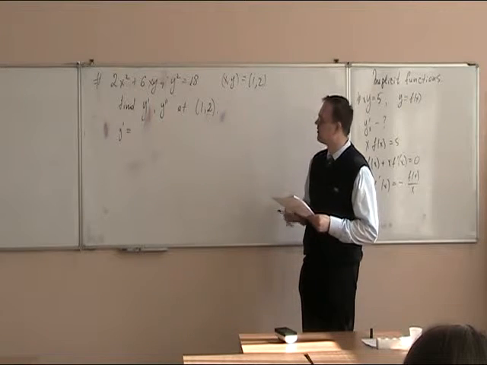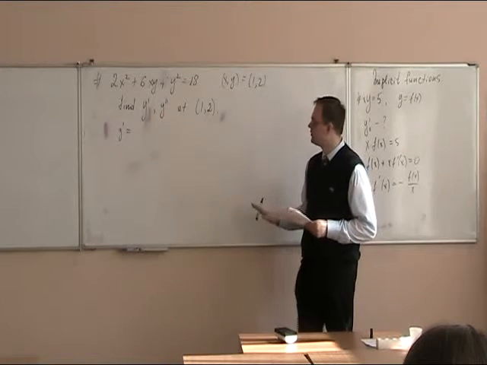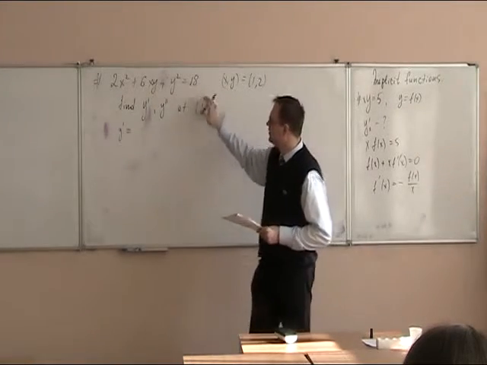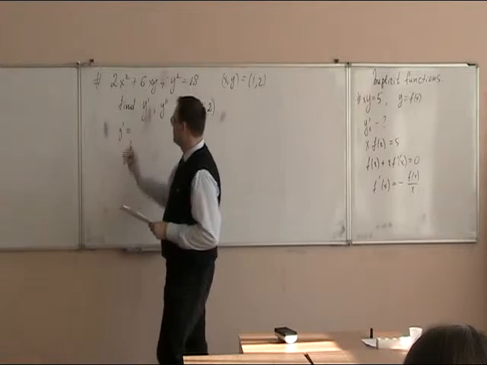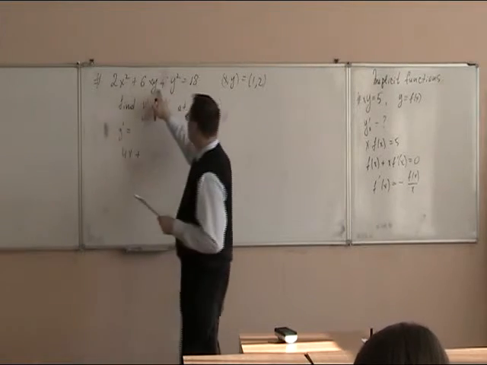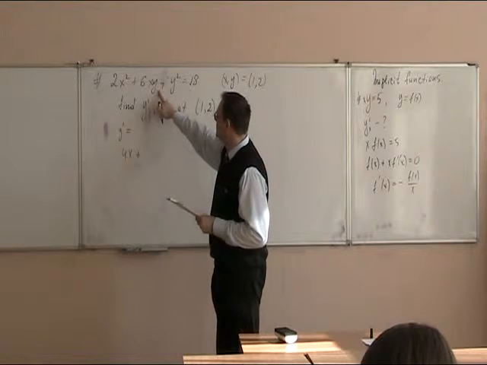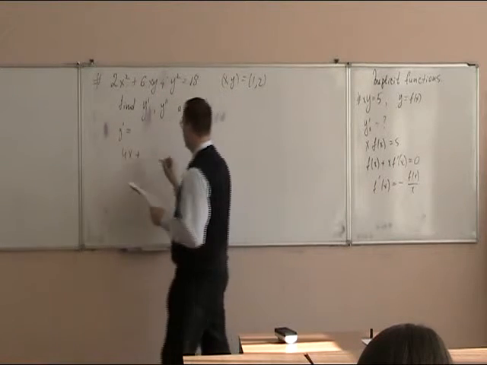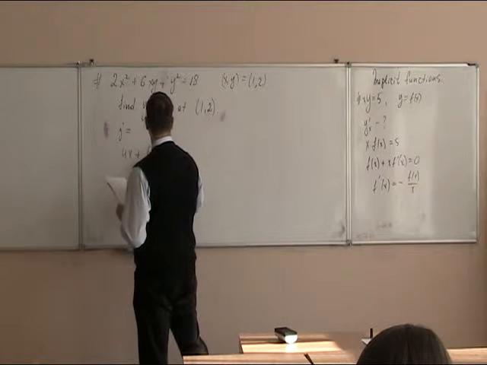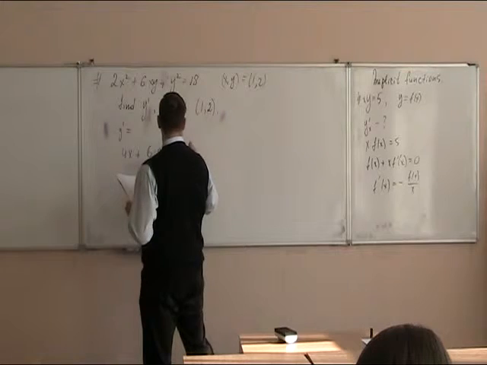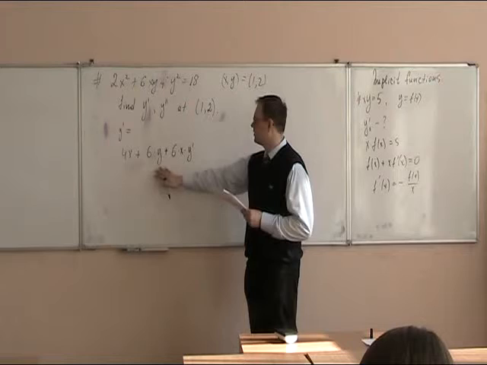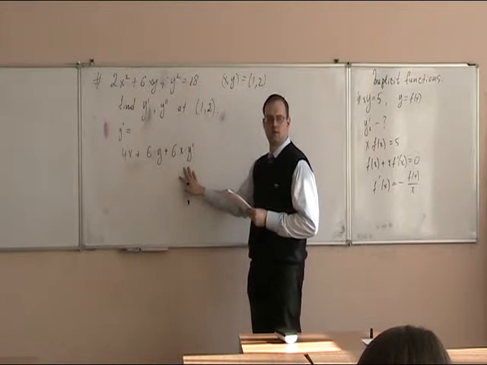So this is again a very simple one-line solution. We differentiate the entire equation with respect to x. 2x squared with respect to x gives 4x, plus 6xy is a complex function, so we have to differentiate it: 6 times y plus 6 times x times y prime. Is it clear why? No? No?